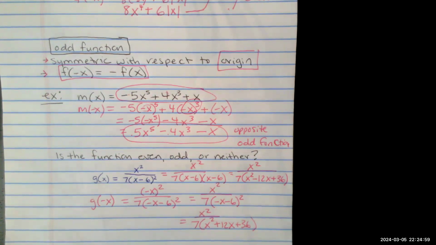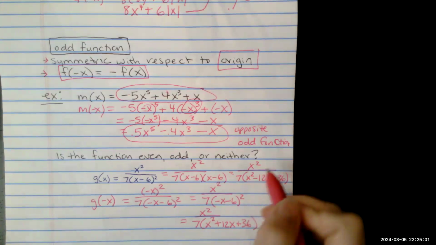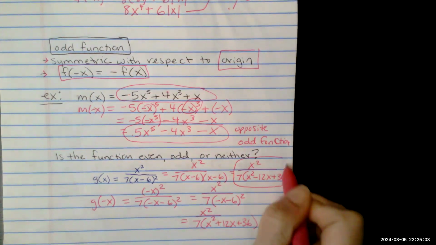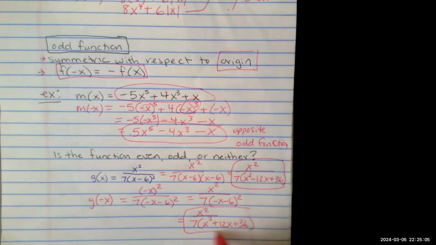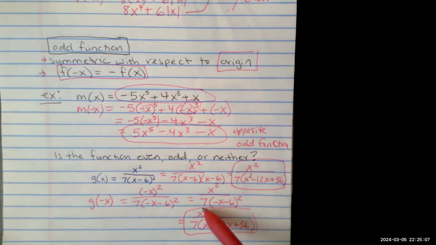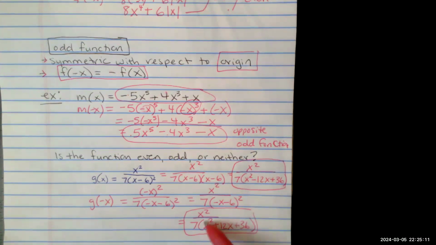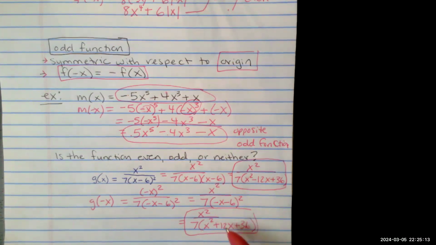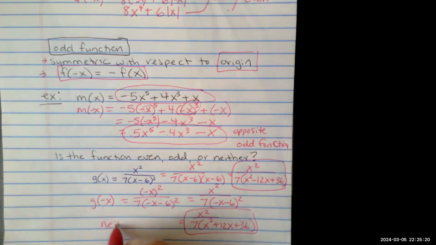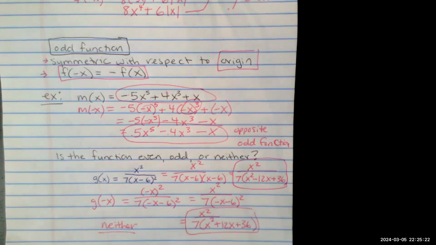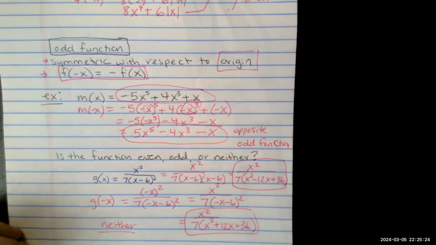So a slight difference. If I'm comparing my original one to my new one, some of it's the same. Top is definitely the same. 7x squared, if I were to multiply, would be the same, but that middle term is different. So some things the same and some different means it's neither. It's not even and it's not odd.